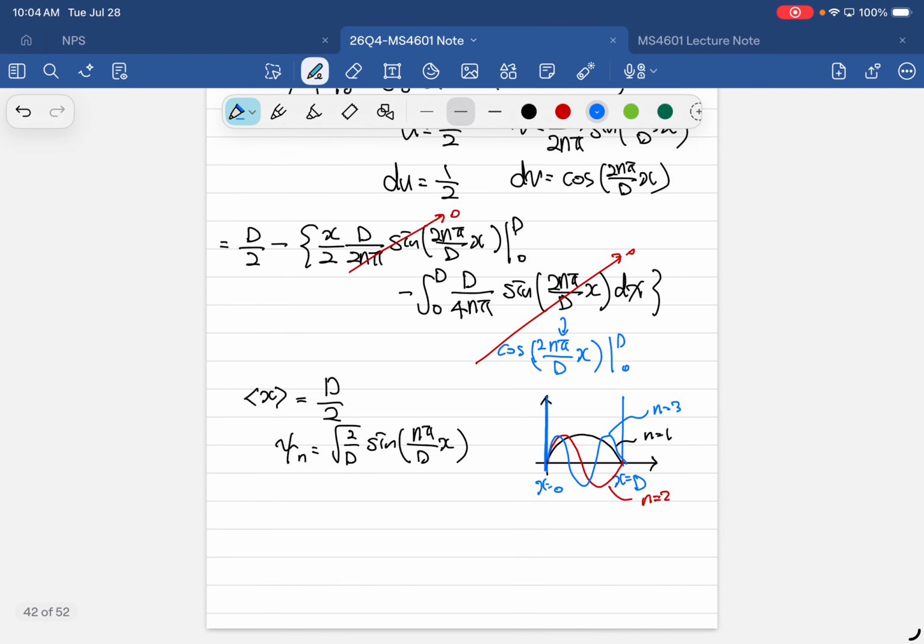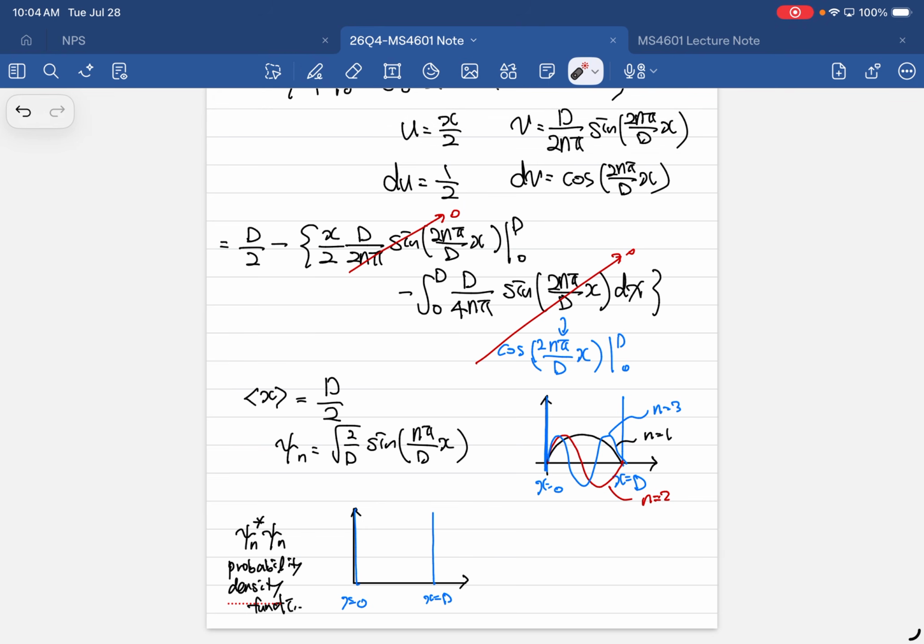So then let's look at the probability density function. For example, here psi n star psi n gives us the probability density function. And if we draw that, again when x is 0 and when x is d, we can easily get this probability density function because we already know what this psi n is, right? So let's draw that.